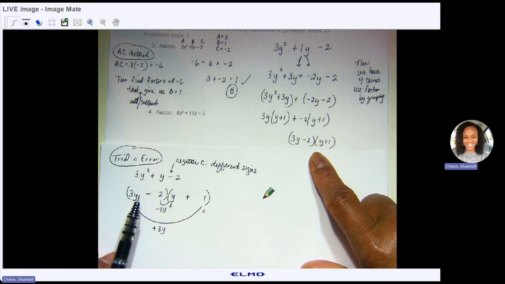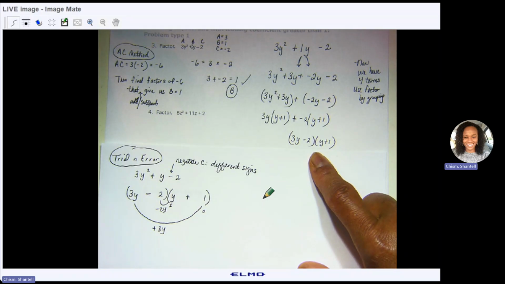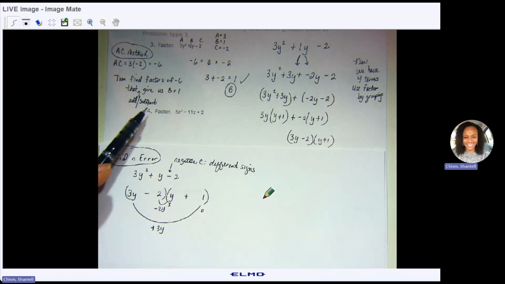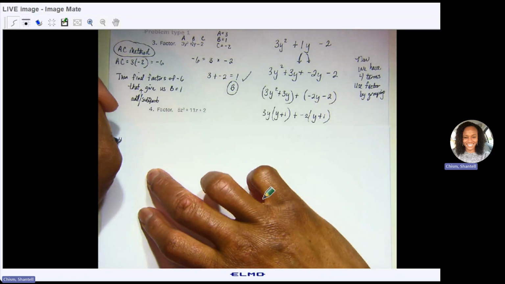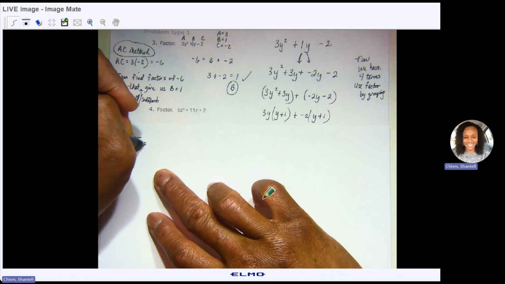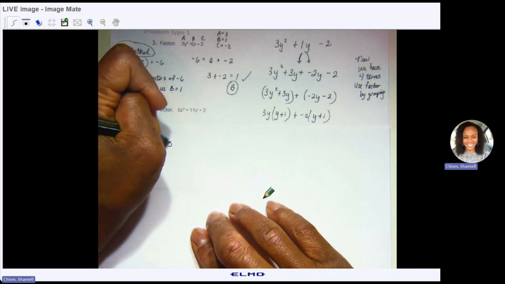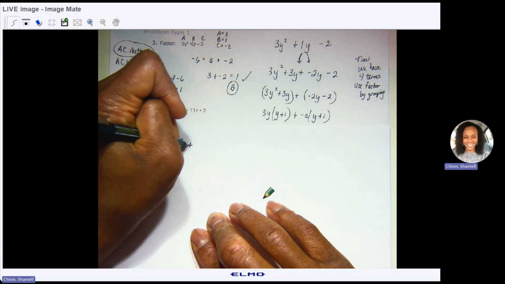So the process may go quicker with trial and error, but it does allow for room for more mistakes. That's the only thing. AC method gives you an exact step-by-step method to use. Okay, so let's do number 4. Let's do another problem. And I'll tell you what, because I don't have a lot of room there, I'm going to just rewrite it on some paper here. So we're saying factor, and I'm going to do trial and error, and I'm going to do AC method.